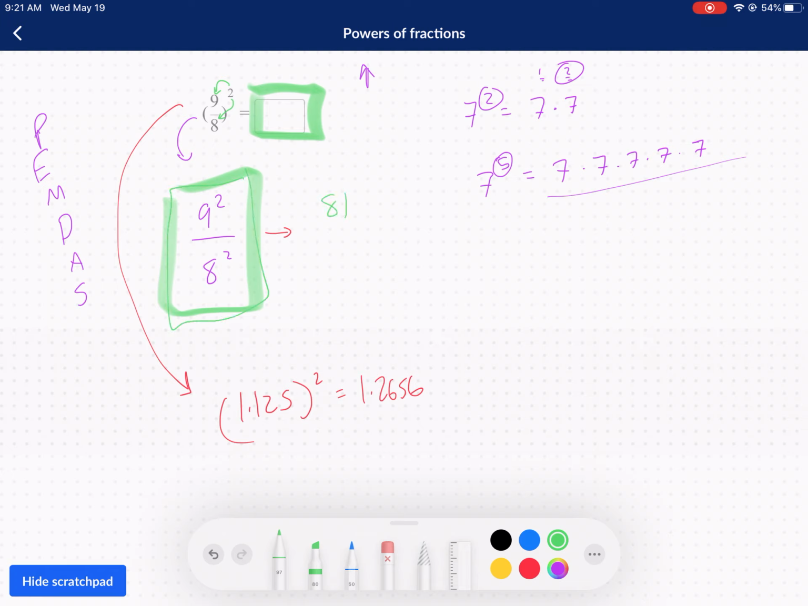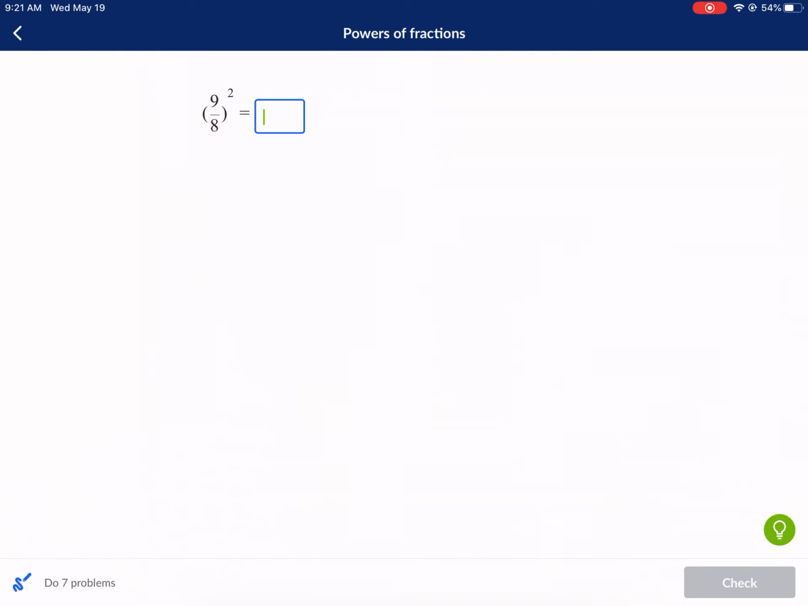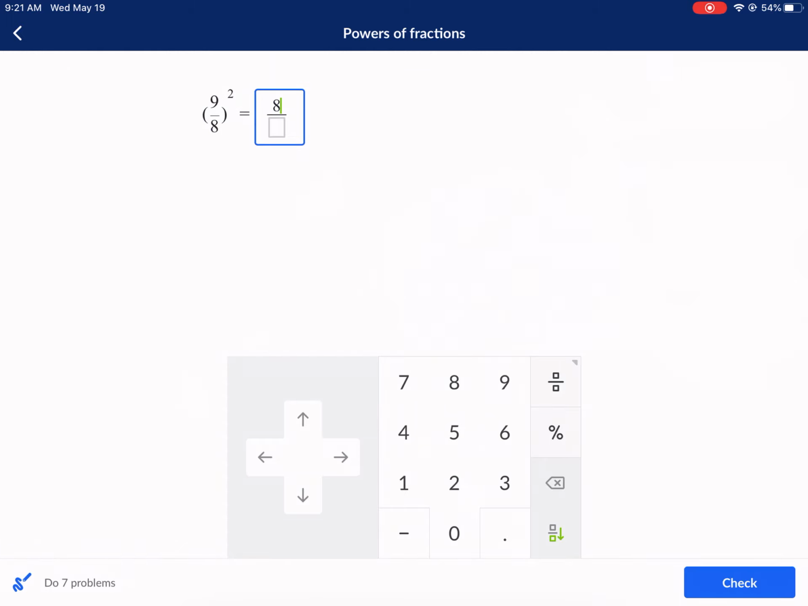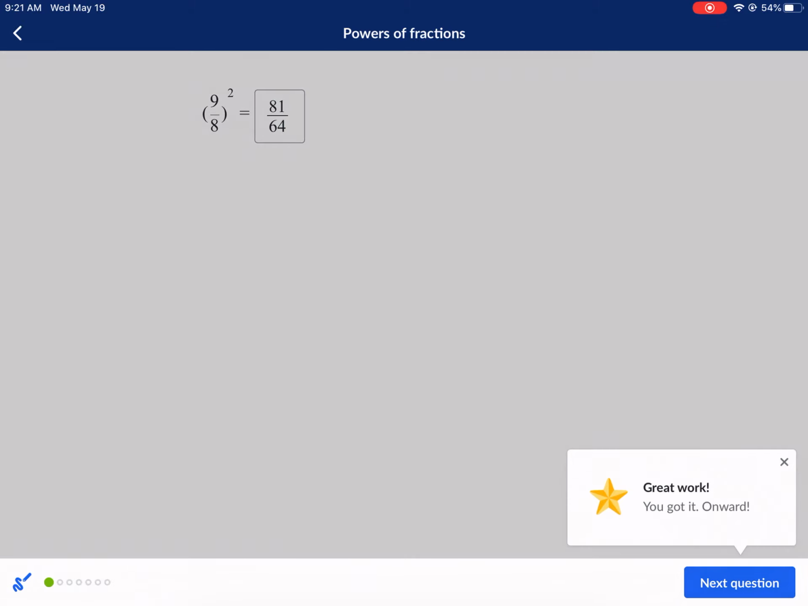So 9 squared is 81, 9 times 9 equals 81, and then I have 8 times itself twice equals 64. What's 81 divided by 64? Lo and behold, you get the same exact thing. So I'm just going to write it as 81 over 64 as my final answer, and I'm done. 81, 64, punch it. And I'm done, okay?